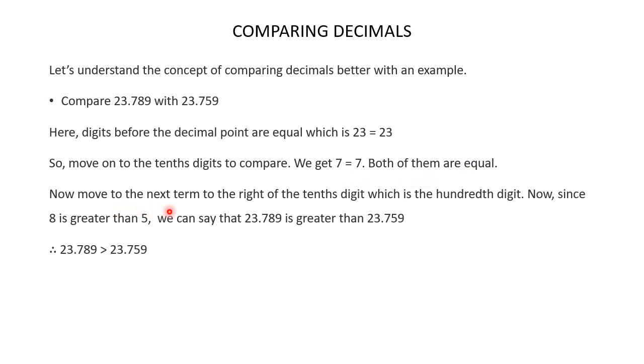Now move on to the next digit to the right of the tenths digit, that is the hundredths digit. Now in 23.789, the digit in the hundredths place is 8. In 23.759, the digit in the hundredths place is 5. So, since 8 is greater than 5, we can say that 23.789 is greater than 23.759.